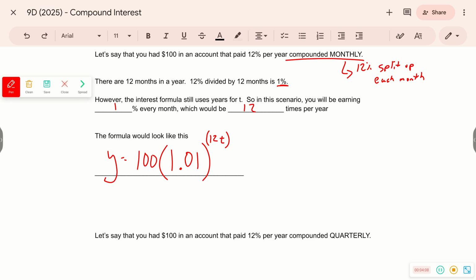So the b number changes a little bit. Now it's 1.01 because we're getting 1% per month, and our exponent changes. Instead of t, it's going to be 12t because there's 12 months in a year. So the formula is going to look a little bit different. Pause the video if you need to. Again, this little thing right here sort of explains everything.